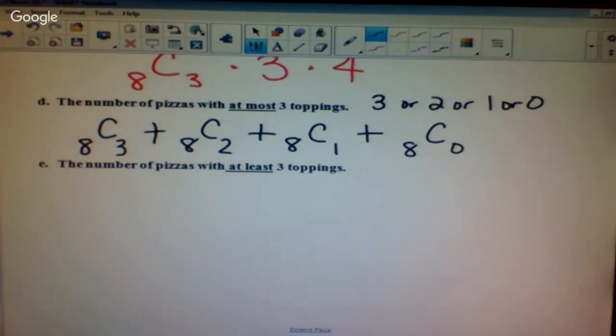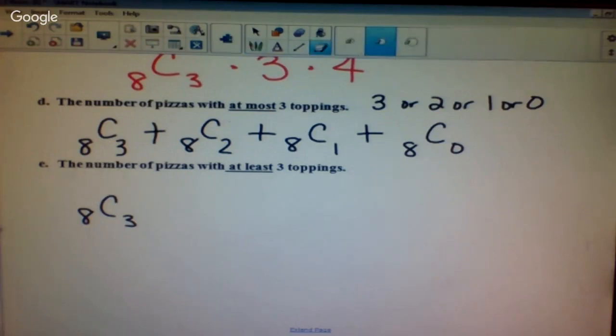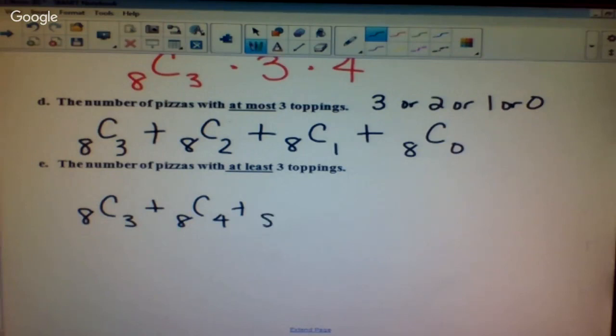The number of pizzas with at least 3 toppings. So that means you can have up to 8C8. That means I can have 8C3, that's 3 toppings. What else can I have? 8C4, 8C5, 6, 7, and 8.